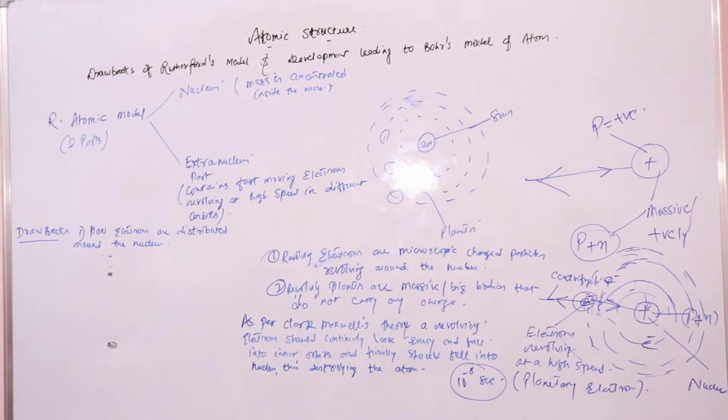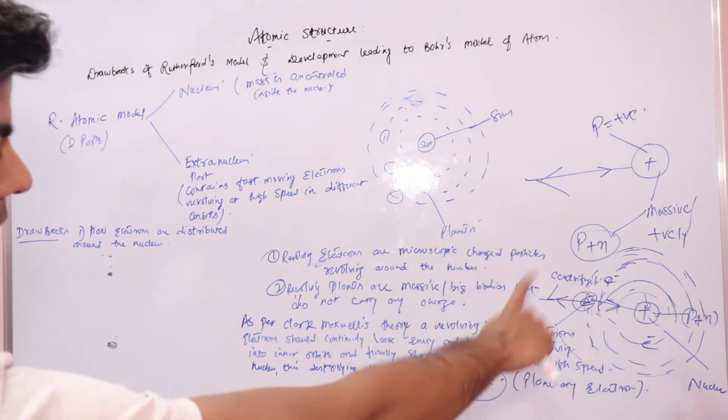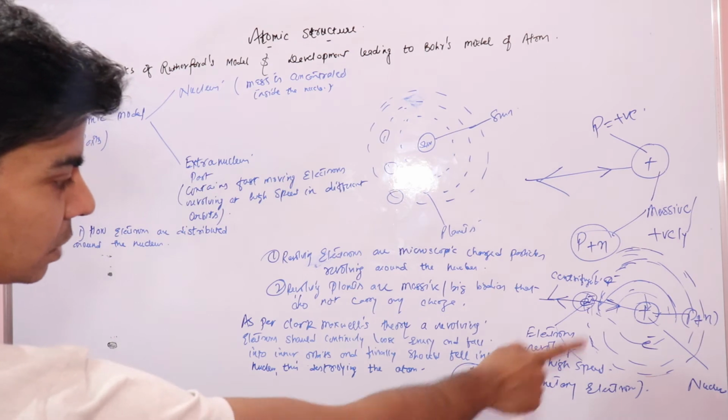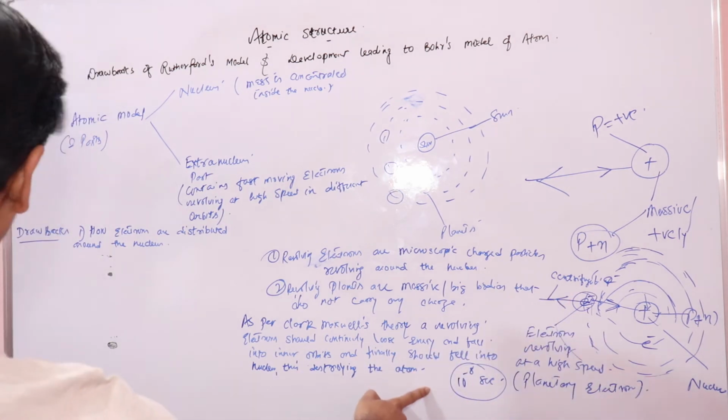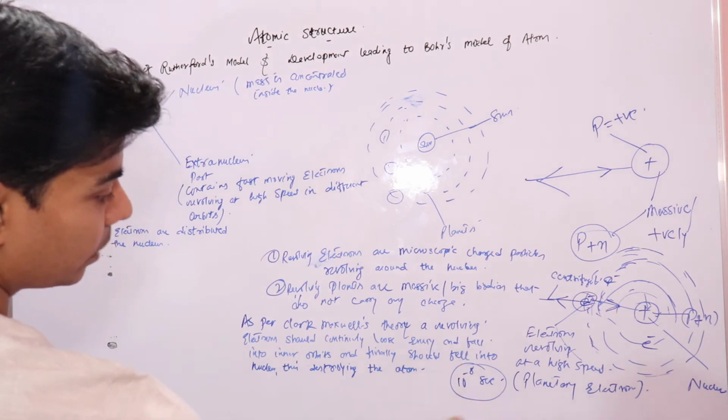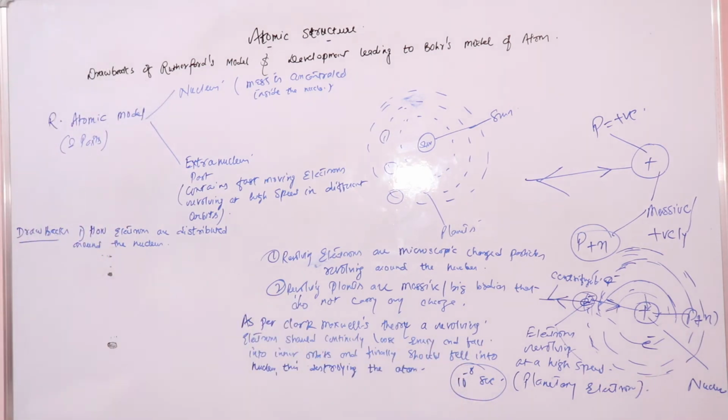But since we know that electrons are negatively charged, as per Clerk-Maxwell's theory, this electron should continuously lose energy and keep falling into the inner orbits, and finally should fall into the nucleus, thus destroying the atom. But we know this does not happen, so this contradicts the stability of the atom, and it takes around 10 to the power of minus 8 seconds for an electron to fall into the nucleus.